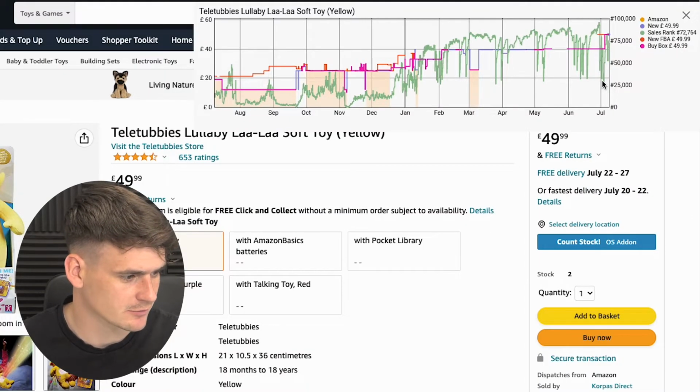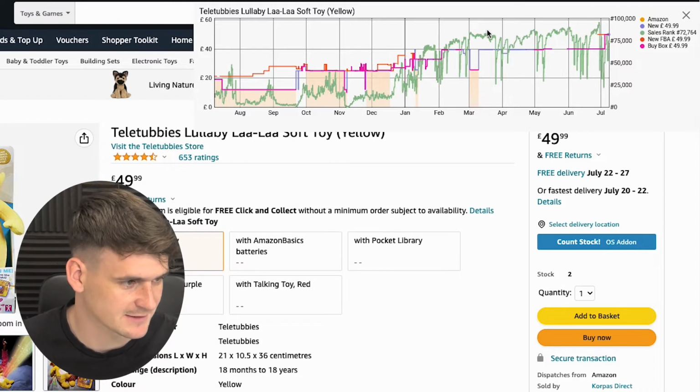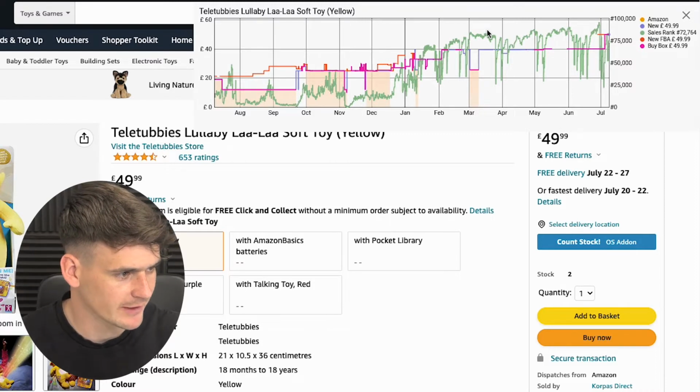A price history graph does exactly how it sounds. It tells you the price over the history of a product on Amazon. It doesn't just tell us the price, it also tells us the sales rank, and we can also see the types of sellers on the listing. On my screen now, you'll be able to see a price graph for one of the products which we're going to be analyzing later on. I'm just going to run you through what each section means on here and what each color means as well.